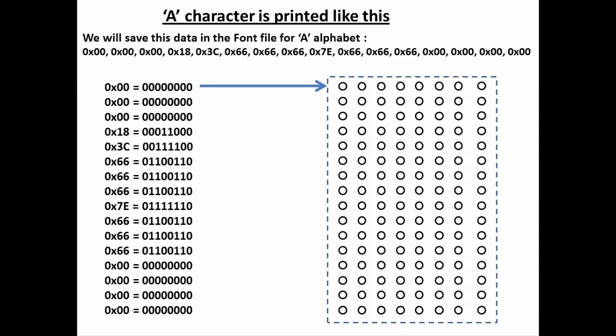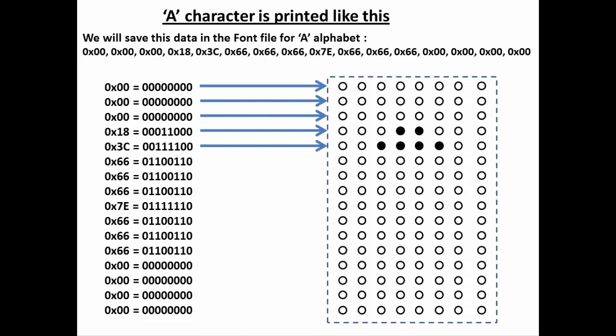Then take the next number. Again all 0, hence all pixels white. Then take the next number. Again all 0, hence all pixels white. Then take the next number. Now in this case the first 3 bits are 0, hence white pixels. But the next 2 are bit 1, hence we will make their corresponding pixels black. And then again the remaining 3 pixels are white. Then take the next number. Here you can see we have a total of 4 bits of 1, and hence we will make their corresponding pixels black. The rest are white.